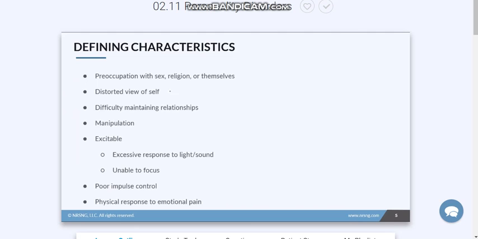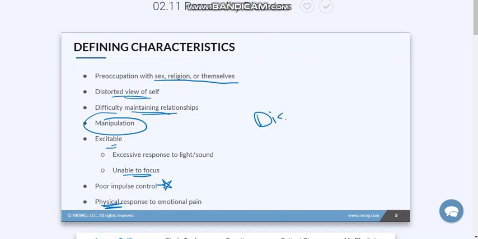So some other defining characteristics, patients with personality disorder tend to have a preoccupation with sex, religion, or themselves, and a distorted view of themselves, whether it's excessively high or excessively low. And all of this just makes it very difficult to maintain relationships. And many of these clients may become expert manipulators to get their way. They also tend to be very excitable, so they'll have excessive response to light or sound, be unable to focus, and possibly even have poor impulse control. And then we also see that many clients with personality disorders tend to deal with their emotions using a physical response, like becoming agitated or violent. All of this has to do with this distortion of their normal behaviors and their normal interactions with other people.